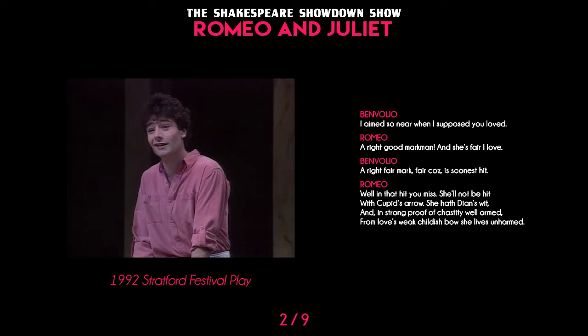Also, there's one more difference that needs to be pointed out. In the Thames version of this part, we heard Romeo say, "From love's weak childish bow she lives uncharmed." The BBC cut that line out entirely. In this version, the Stratford, Romeo says, "From love's weak childish bow she lives unharmed." Unharmed instead of uncharmed, which is yet another example of a difference of only one letter.